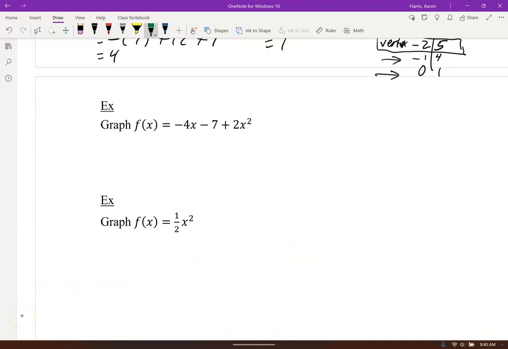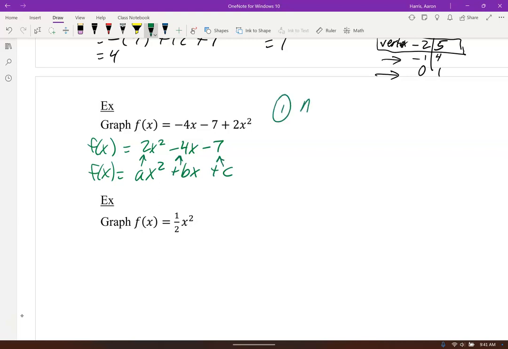All right, this next one, I've got f of x. Notice it's not in standard form. I want to put the 2x squared first, then the minus 4x, then the minus 7. So it's in this form, ax squared plus bx plus c. A is 2, b is -4, c is -7.